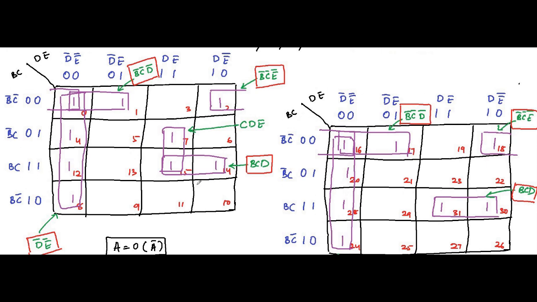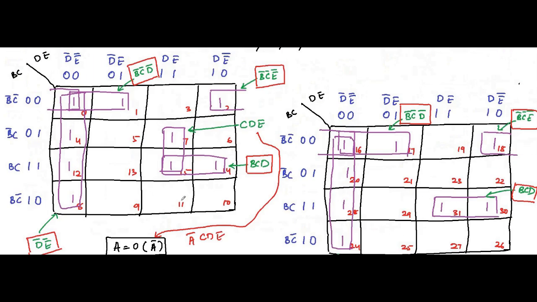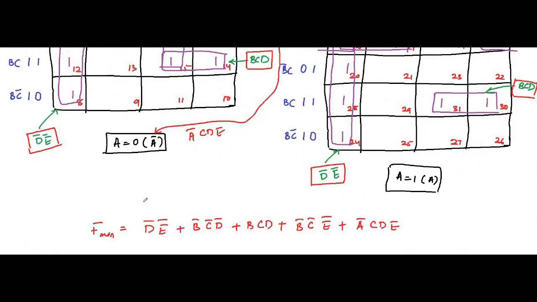The only difference here will be CDE, which will be multiplied with A bar. This one will be multiplied with A bar and will become A bar CDE. The only difference is that A bar CDE. Why will these highlighted in the red boxes appear directly in the minimized Boolean expression?